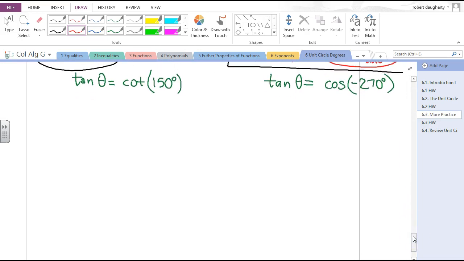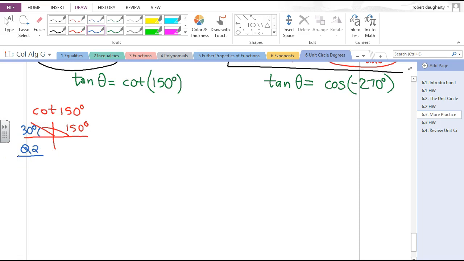Tangent of theta equals the cotangent of 150. The first thing to figure out is which side of the equation I can solve right off. The right, the cotangent of 150. So you draw the angle. What is this central angle right here? 30, okay? So this is 30 degrees in quadrant 2.